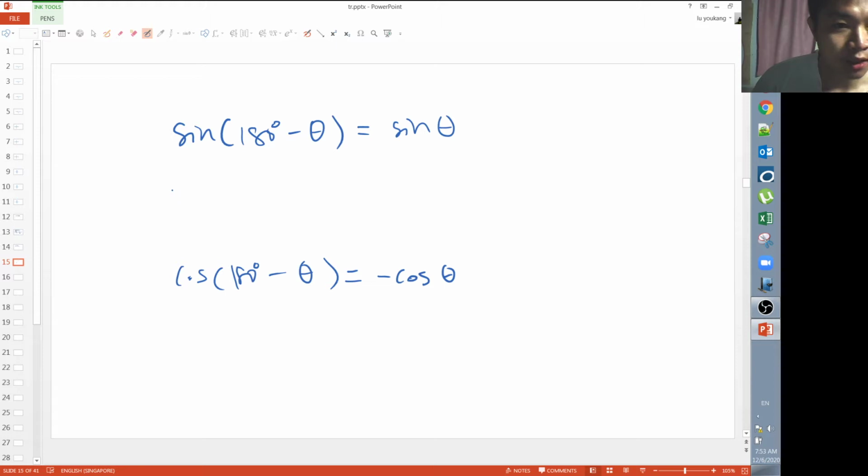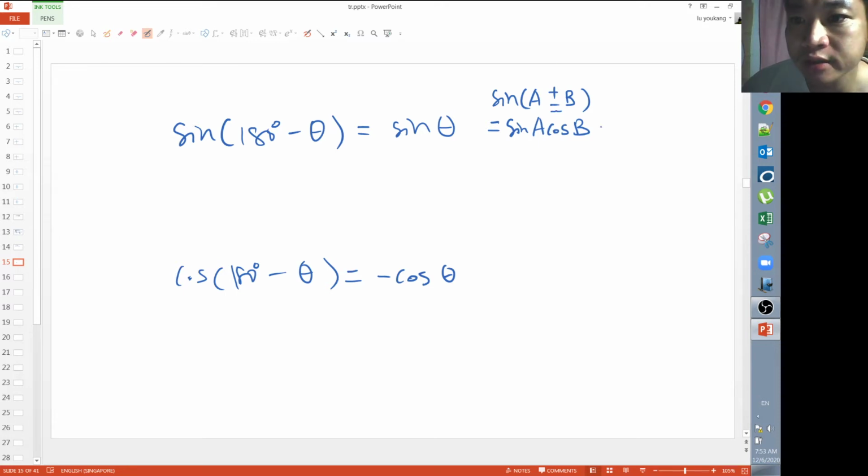Let's not look at these two formulas first. Let me write down the two general formulas on the right here. If you are given sine bracket a plus minus b, if you open the bracket, you get sine a cosine b. If over here is plus minus, similarly this is plus minus as well, you get sine b sine a. This is the general formula, if you have sine bracket a plus minus b.